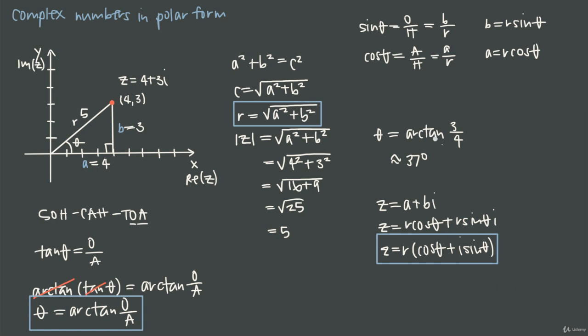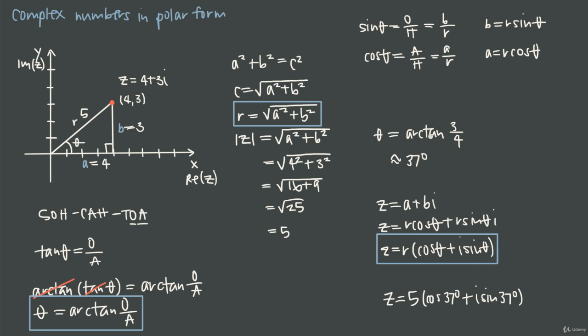So given this, now we have values for theta and for r, we can say that the polar form of z equals 4 plus 3i is z equals r, which we found was 5, so 5 times cosine of theta, which we know is about 37 degrees, so 37 degrees, plus i sine of 37 degrees, and this is the polar form of z equals 4 plus 3i. So both of these values are the same. It's just two different ways of expressing exactly the same point.